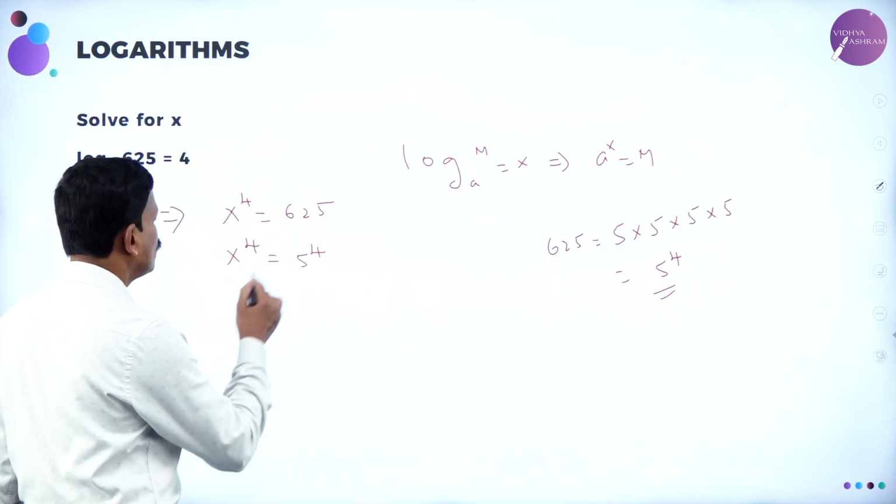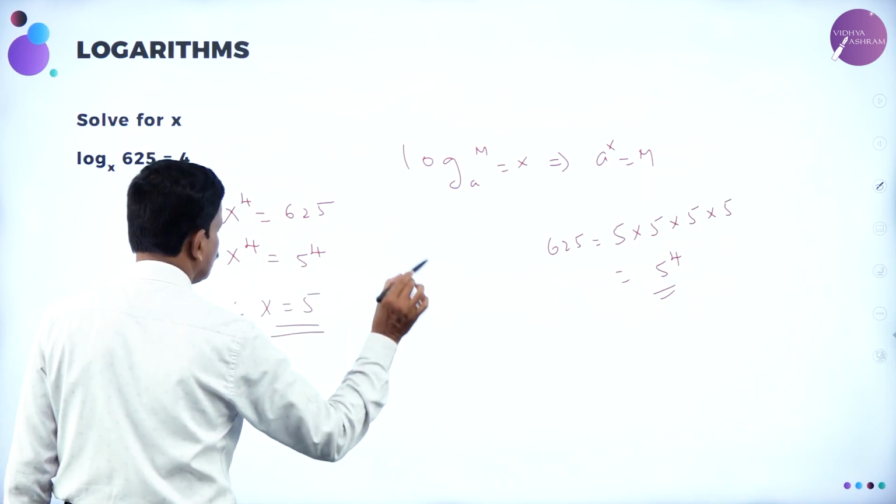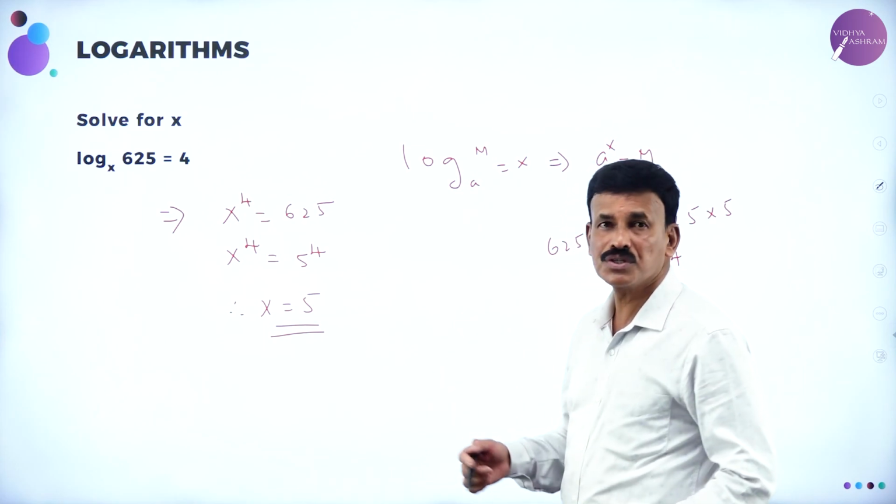Okay. So whenever the powers are equal, therefore the base is also equal. x is equal to 5. That's it. x is equal to 5 is the required answer. So this is how we are going to solve the problem.